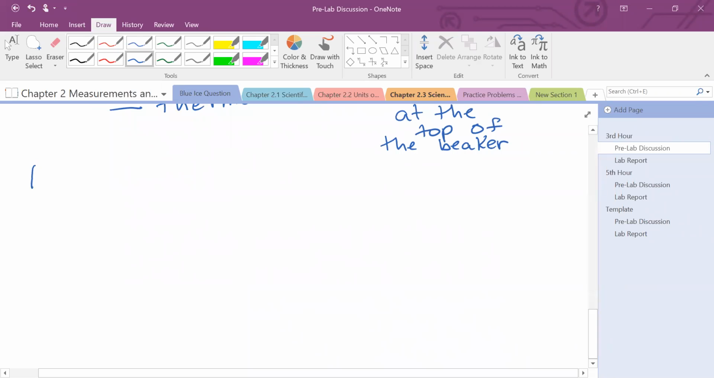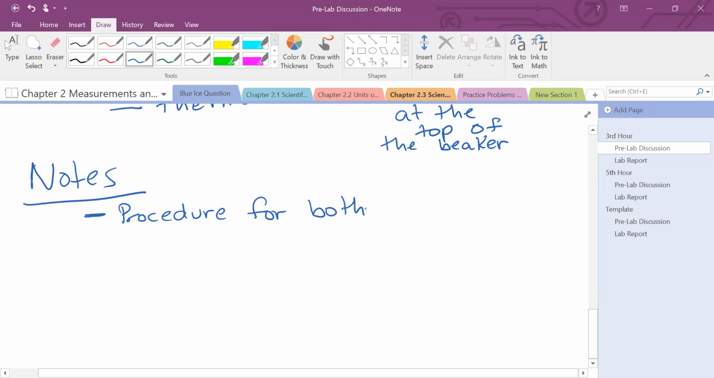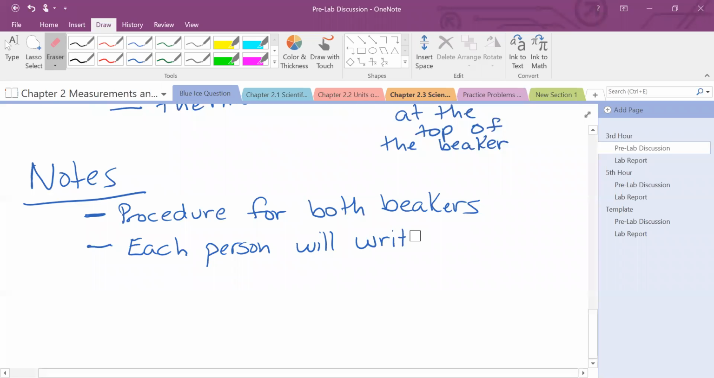Okay, so here's a few other notes that I'm going to go over before I break you up into groups. I'm still going to have to put a few of you in groups. So you need a procedure for both beakers, even if you're only doing beaker A. And if you're in my full remote class, after I have my 3rd hour group breakout, I'm going to talk to you individually about this. Each person will end up writing their own lab report. You're going to share your data with your partner.